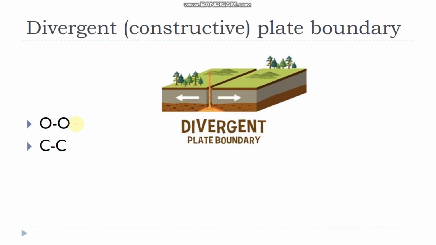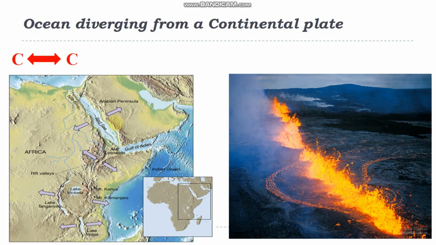Now, a divergent plate boundary could have an O diverging from an O or a C diverging from a C. When a continental plate diverges from a continental plate, the middle gets very thin. It's like taking a piece of gum, putting it in your hands, and spreading it apart. And before that breaks, potentially, that middle part gets very thin and thin and thin, and maybe water can fill in that area, like that's how the Red Sea formed.